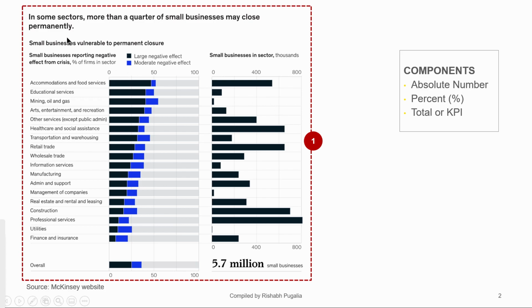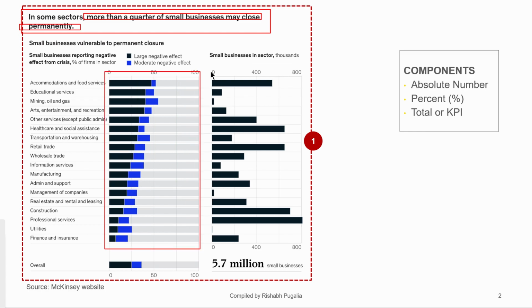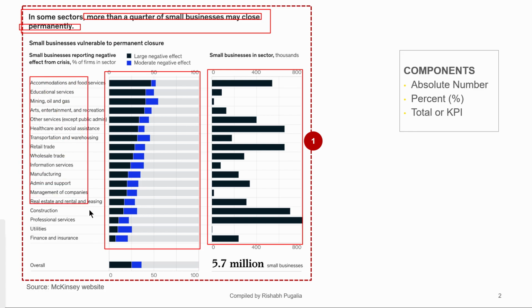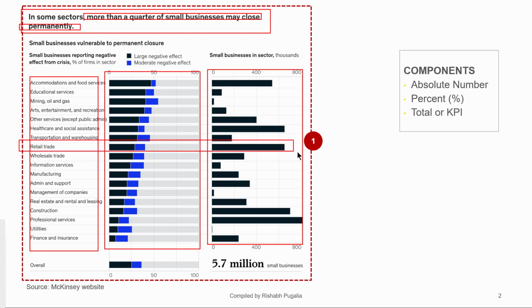The first chart says that look, in some sectors, more than a quarter of small businesses may close permanently. Now that's the claim that you're trying to make. In the majority of the McKinsey reports, they will first put a statement which seems like a claim. Now to back that claim, to make it sound more convincing, they have the data. And the data is represented in a chart format. So here, the concept of parallel chart is you'll have two charts in parallel to each other and they will share the common category labels, so that when you read the data, you can read one full line as a whole.